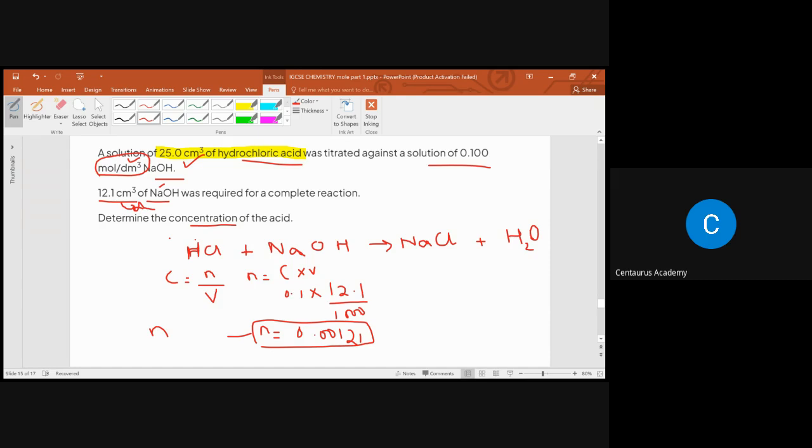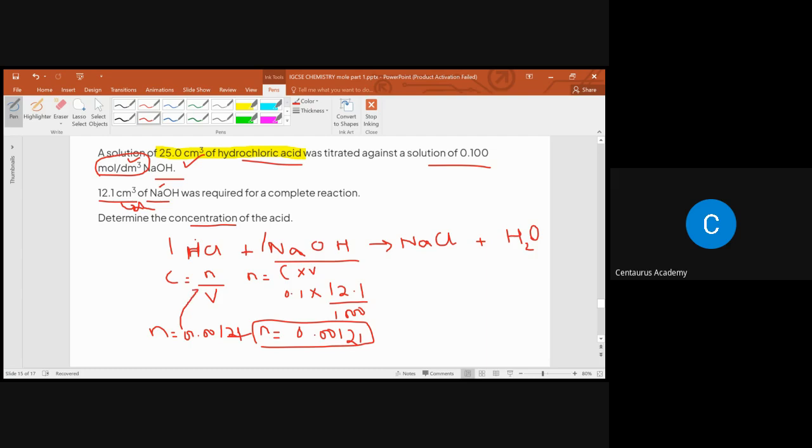The molar ratio says that 1 mole of hydrochloric acid reacts with 1 mole of sodium hydroxide. When no number is written adjacent to a chemical formula, this means that it is 1. But for instance, if 2 was written here, then this means that 2 moles of hydrochloric acid react with 1 mole, so the molar ratio would become 2:1. Since here 1:1 is the molar ratio, you will use this. This means that equal amounts of moles react. This means that the amount of moles of hydrochloric acid is also 0.00121. It's exactly the same amount as sodium hydroxide. Okay.